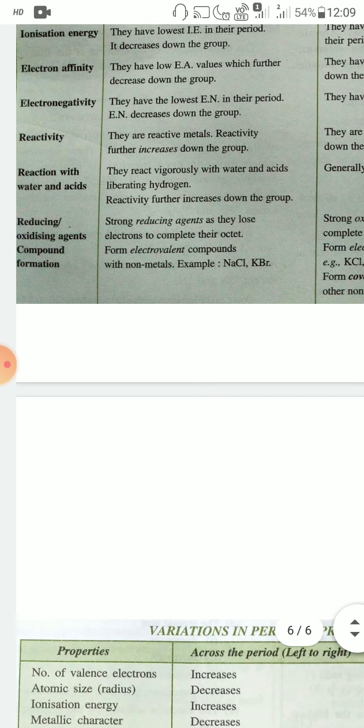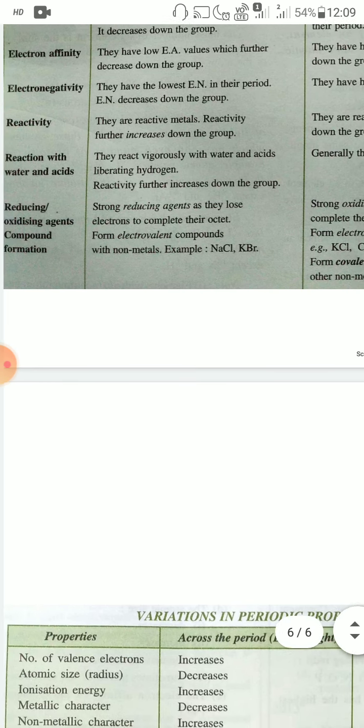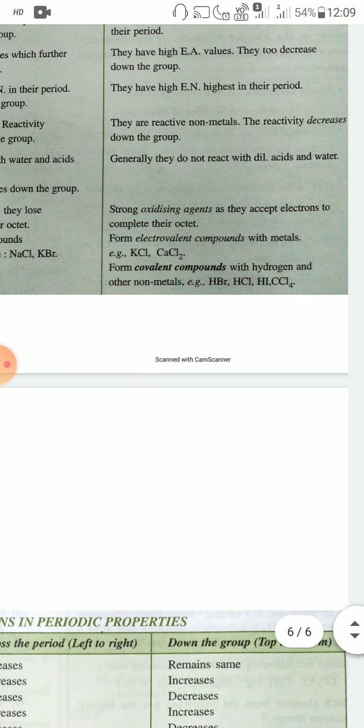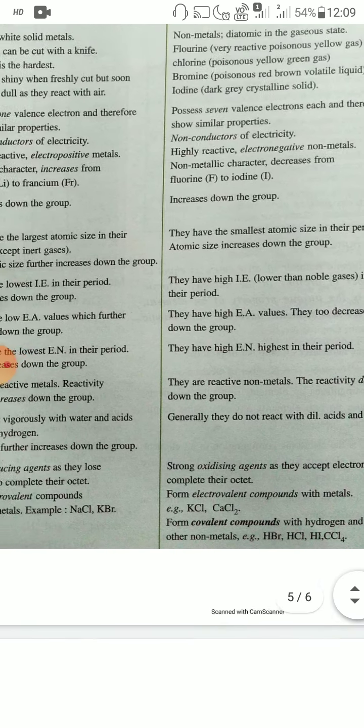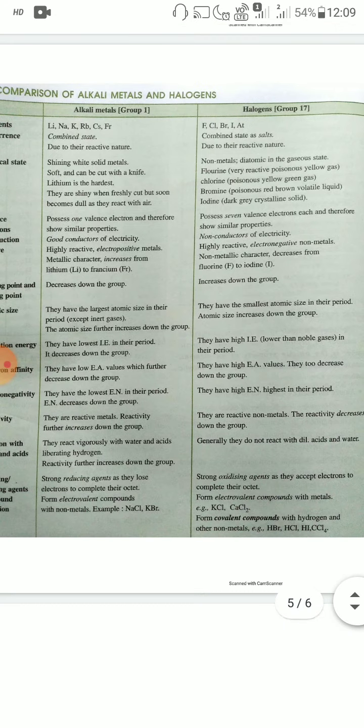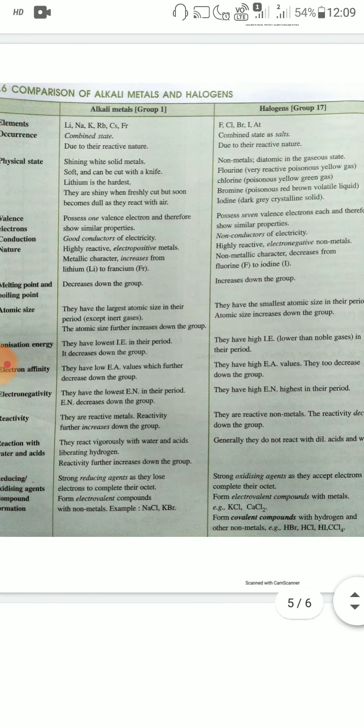And last, compound formation. Alkali metals form electrovalent compounds with non-metals, for example NaCl, KBr. Halogens form covalent compounds with hydrogen and with other non-metals, for example HBr, HCl, HI. These are covalent compounds. So this is the comparison between alkali metals and halogens.